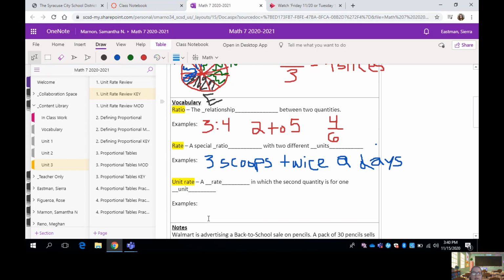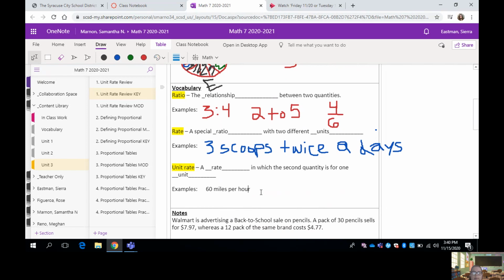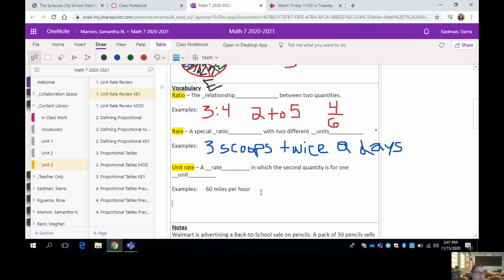So I could write my examples here. I'm going to type these out. They're a little bit longer. I could have 60 miles per hour. Remember the word per there means per 1 hour. So it'd be 60 miles to 1 hour, right? For 1 unit. Or maybe I could have, let's say, $15 per hour, right? That's a rate that you would maybe be paid at work, right? $15 for 1 hour.